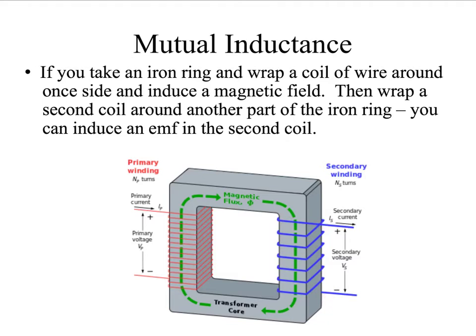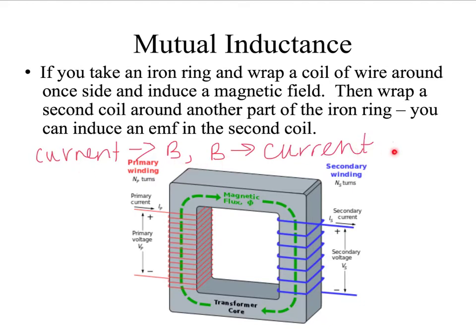So this is mutual inductance because the process goes from current inducing a magnetic field, and then that magnetic field induces a current in the other side. So we go from current to magnetic field to current.